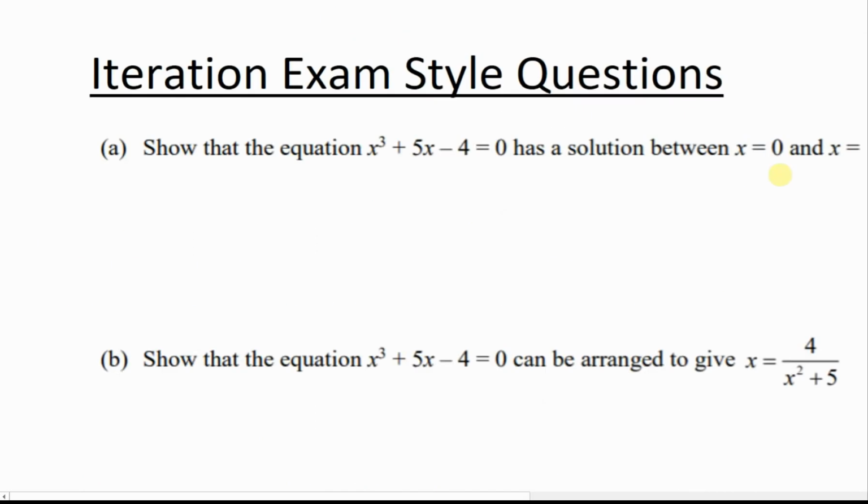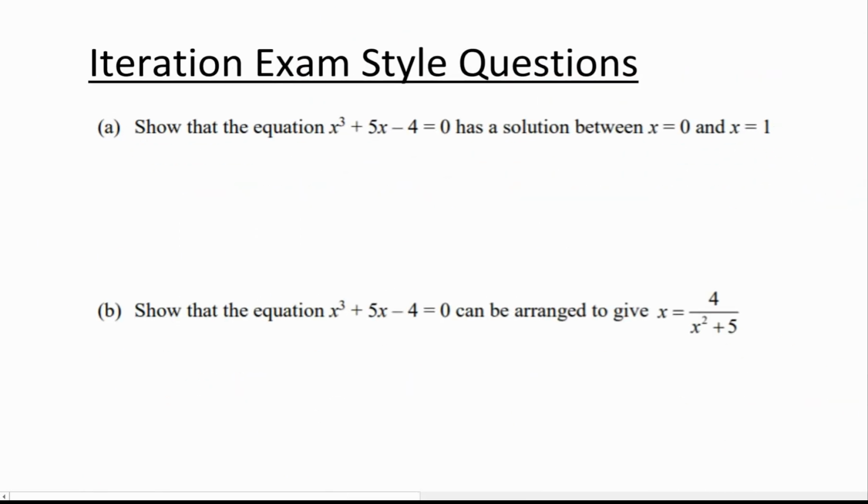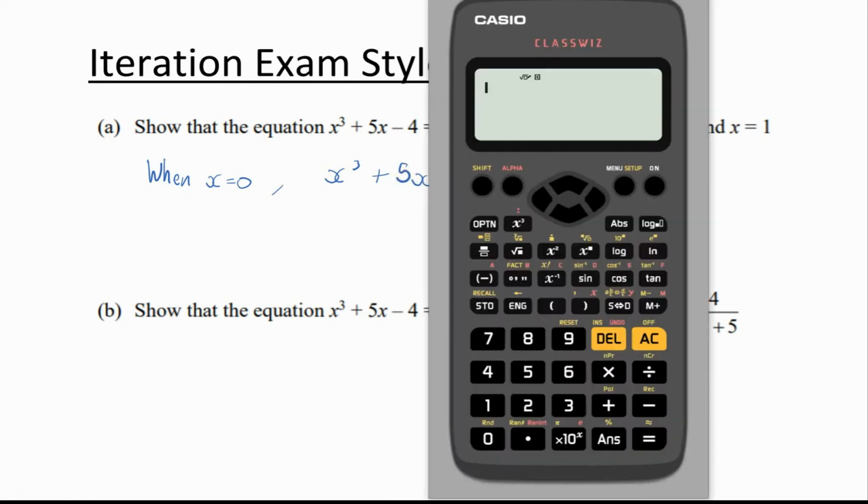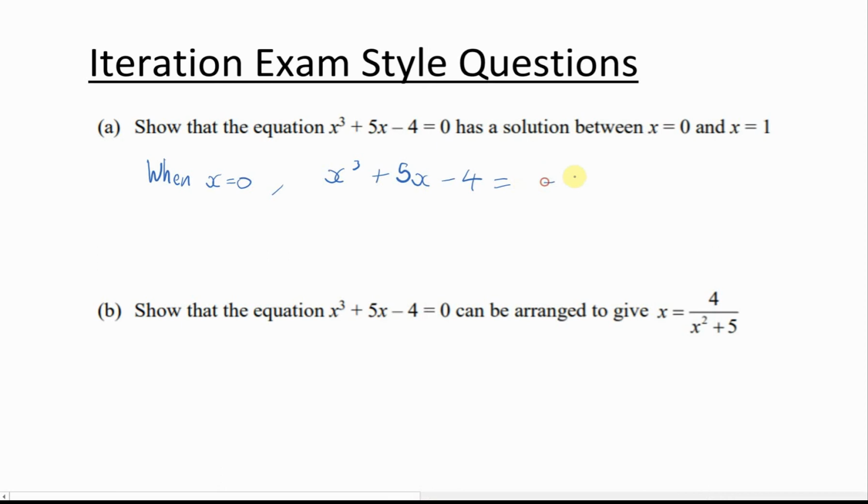First part is showing that a solution exists between two values. All you need to do here is just plug each value in and show there's a change of sign. So when x equals 0, we're going to work out what x cubed plus 5x minus 4 equals. For that, you just plug it into the calculator. It comes out at minus 4. We then do the exact same thing for x equals 1. Plug it in here, and that's going to give you 2.